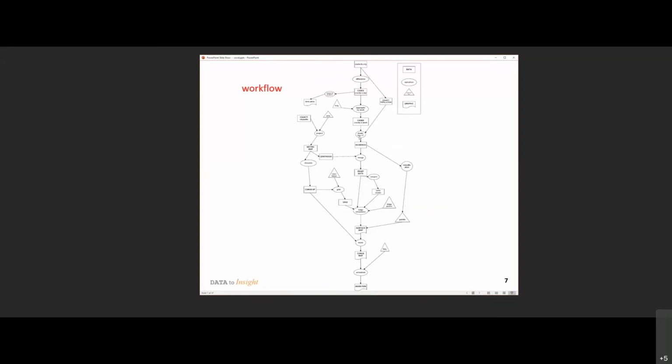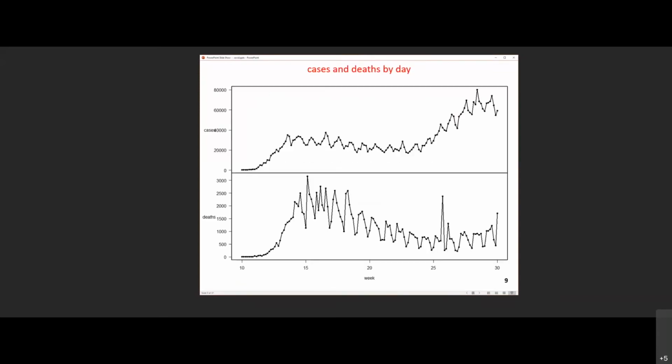This is a model or a flow chart of what I did. It's a simplification of what I actually did. All the work was done in R pretty much. I used QGIS for some of it and Excel for some of the others. So let's look at the temporal data.